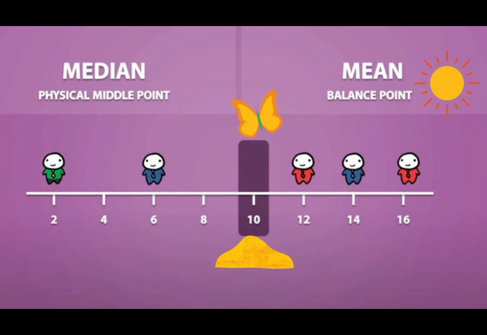The mean is the balance point. So, ang balance point will be 10. So, if you are in equilibrium, the mean is the balance point, while the median is the physical middle point. Okay? Now, those are the measures of central tendency, or the average.